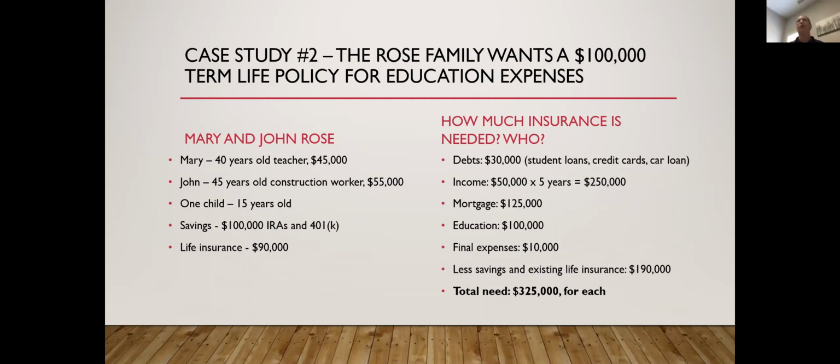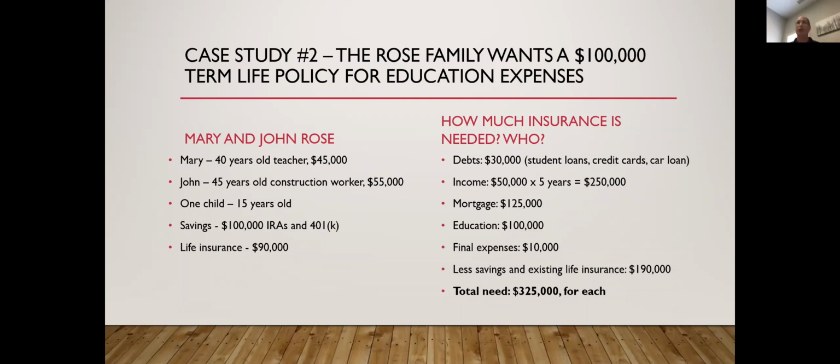So if we go to the right-hand side, how much insurance would be needed? They've got about $30,000 in loans. We're going to say about 5 years' worth of income, because you've got a 15-year-old, and 3 years maybe not enough. So we're just going to take a round number and say 5 years. And I did $50,000, which is just right in the middle between Mary and John. They have a $125,000 mortgage. They figure their education expense is $100,000.